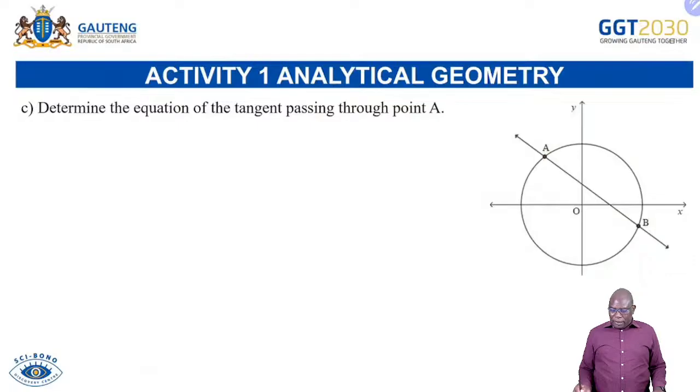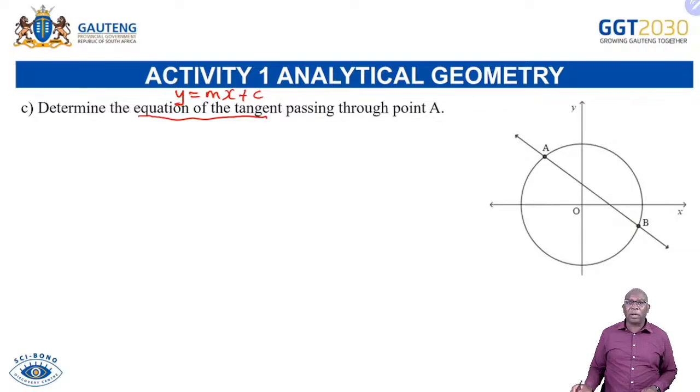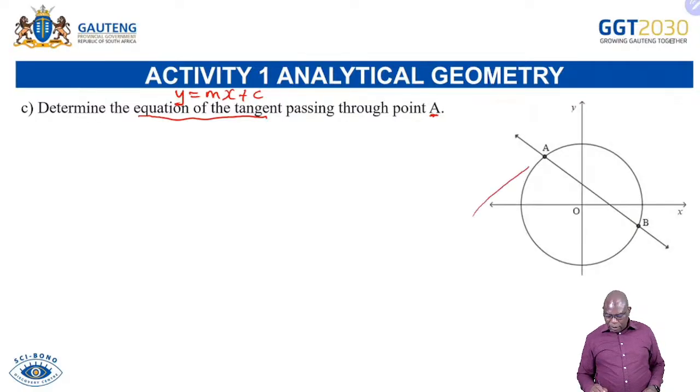At C, it says determine the equation of the tangent. Now you see, what do I know? Once they say equation of the tangent, I must just know that they want the formula y equals to mx plus c. They say it must be passing through A, so I must just draw a picture here and say, okay, my tangent is passing through A. The A coordinates I have, because I know it's minus 2 and 6. Those are the coordinates of A.